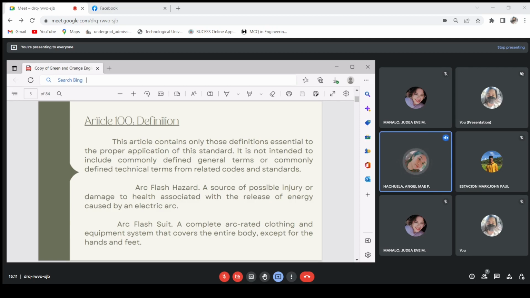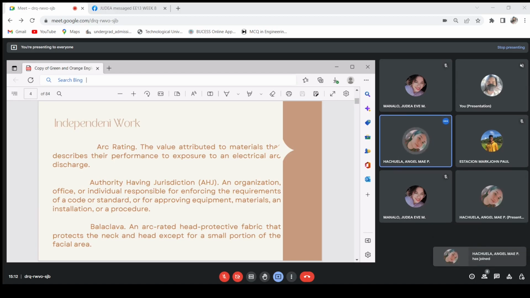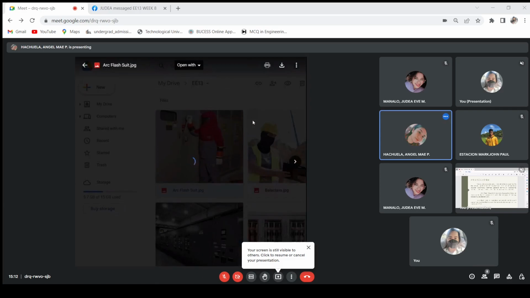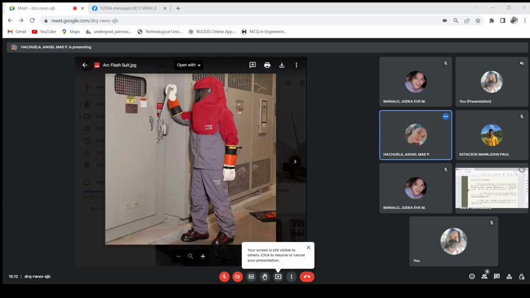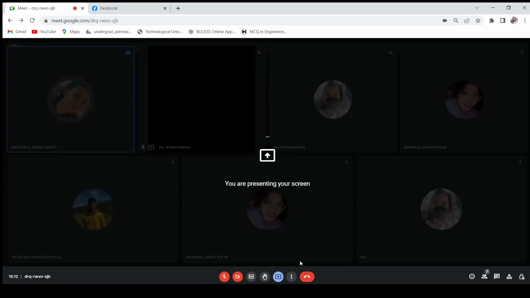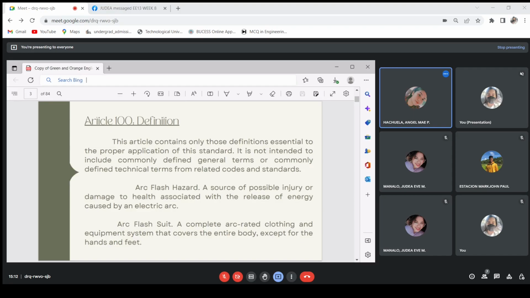Number two is arc flash suit, a complete arc-rated clothing and equipment system that covers the entire body except for the hands and feet. Here is an example of an arc flash suit. An arc flash suit may include pants or overalls, a jacket, or a coverall, and a beekeeper-type hood fitted with a face shield. Next is arc rating. Next slide.